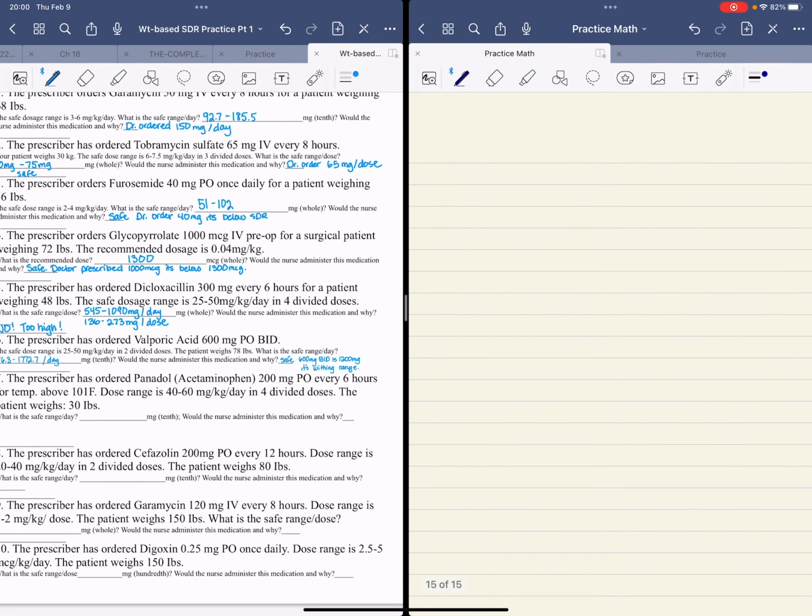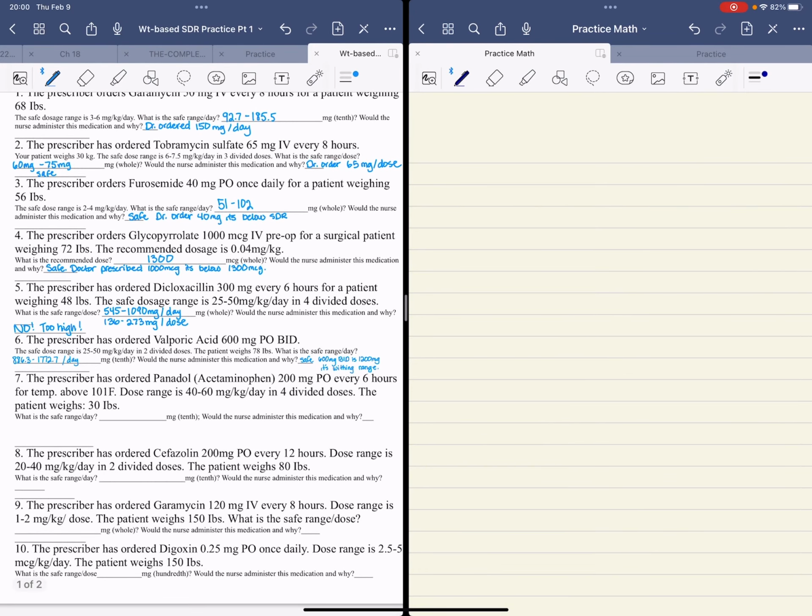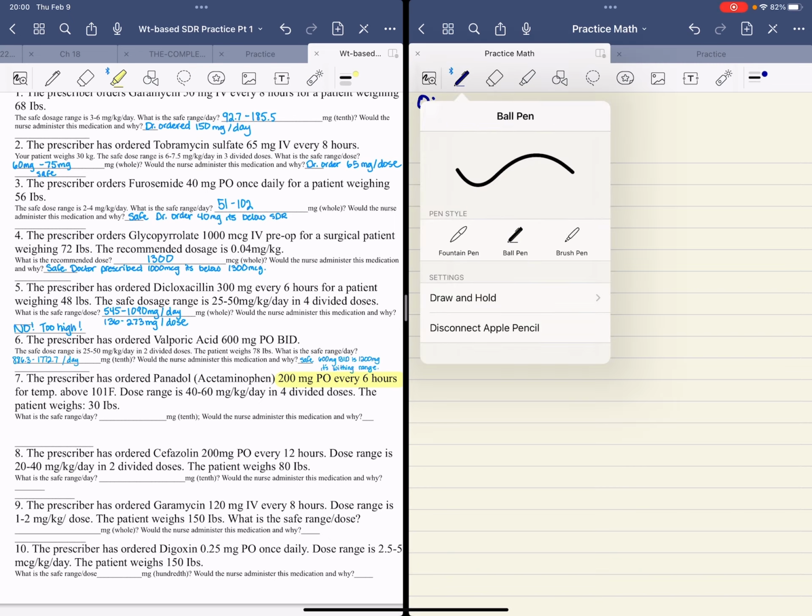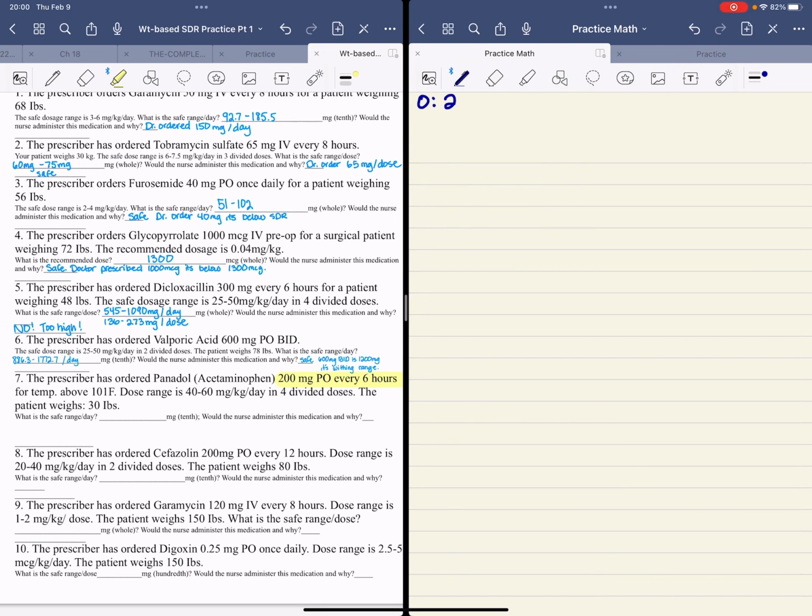Okay, now we're gonna work on number 7. And as you can see, I already pulled it up. I want you to look at it and break it down into 3 basic pieces of information. The first information is the order. What is the doctor's order? If you look over here, the doctor is ordering a panel. That's not important. 200 milligram every 6 hours. So back over here, I'm going to put 200 milligram every 6 hours.